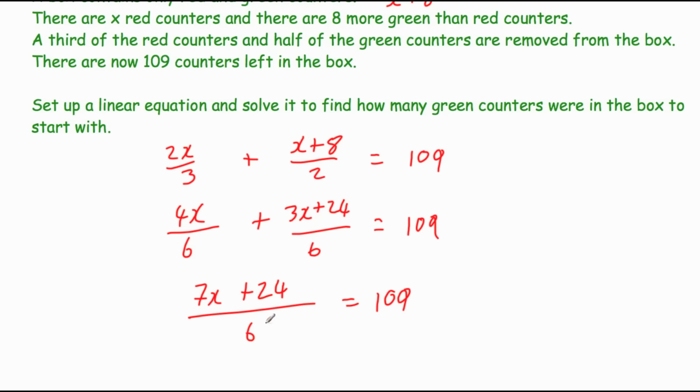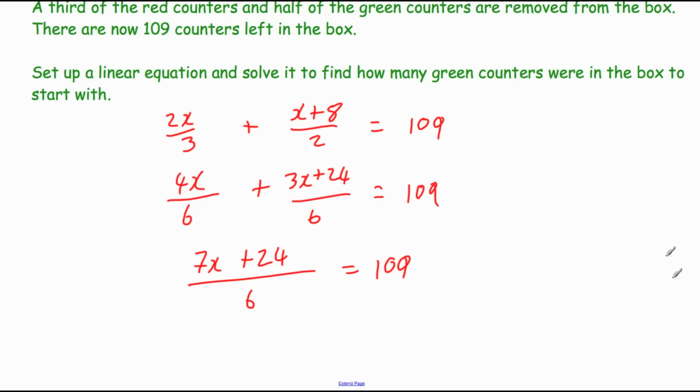Next, we want to get rid of this divide by 6. So let's multiply both sides by 6. Multiplying the left-hand side by 6 just gets rid of this divide by 6, so we'll be left with 7x plus 24. And on the right-hand side, we would have 109 multiplied by 6, which is equal to 654.